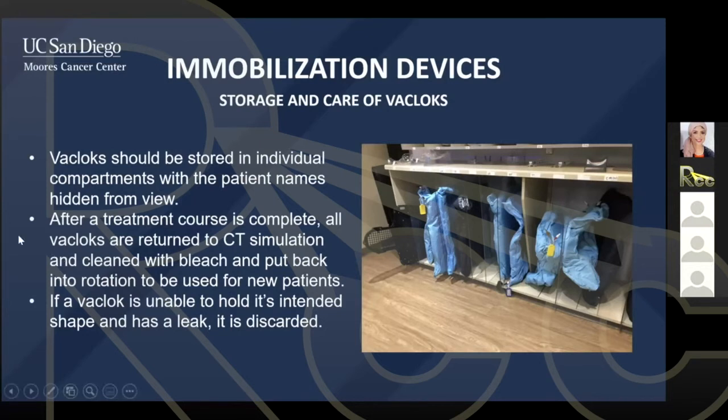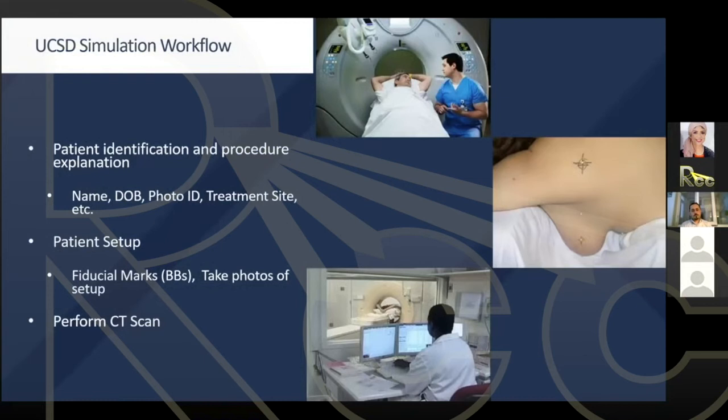After a treatment course is complete, all backlogs are returned to CT simulation and are cleaned with bleach and put back into rotation to be used for new patients. So all of these are reused unless they have a hole in them and they can't keep their rigidity, then they're thrown away. So here's just a quick overview of the workflow where I work.